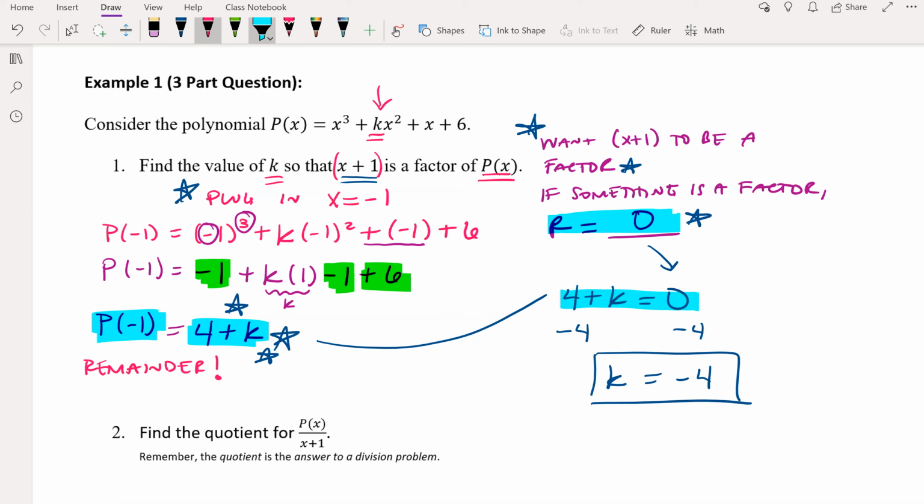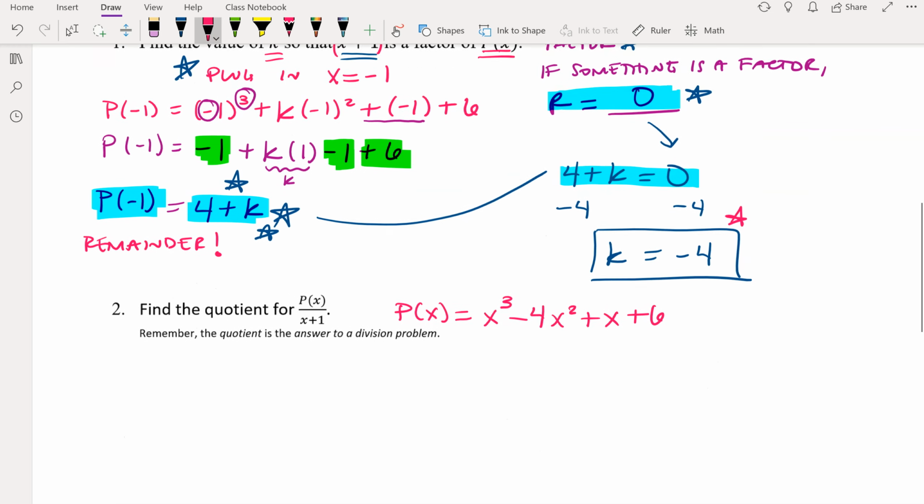Okay, so if we're going to plug k equals -4 into p of x, let's go ahead and do that. We have p of x equals, we go back to the original equation, so I'm looking back at the top right here, and I'm just plugging in for k. So we have x cubed plus -4, that's going to be -4 x squared, because k is -4, plus x plus 6. Okay, that's p of x. Let's do a different example.